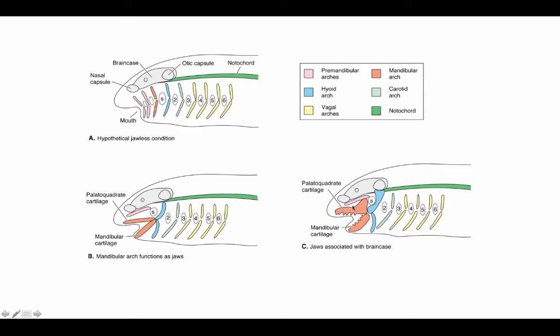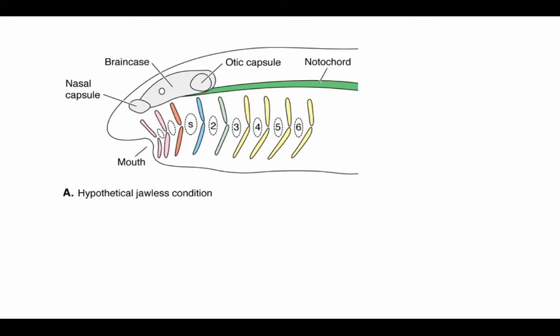Finally, we see this hyoid arch modified to help support the jaws. We'll talk much more about that later in this web lecture. And then the rest of these arches continue to function as support for the gills and for the constrictor muscles around the pharyngeal slits. Now let's think some more about this second arch, the hyoid arch shown here in blue, and what it ends up doing as part of this whole jaw apparatus.